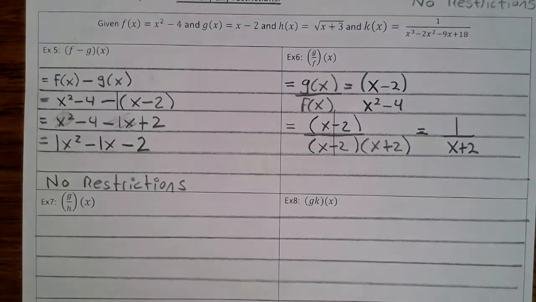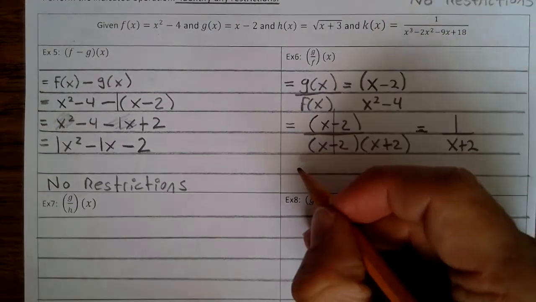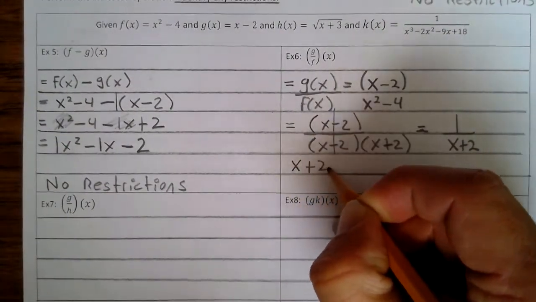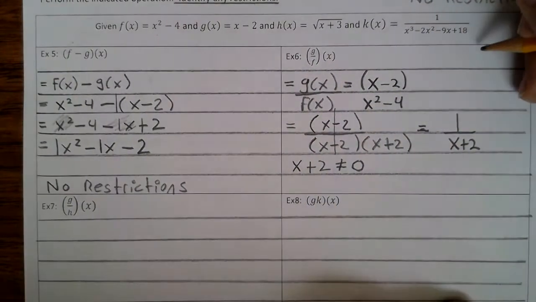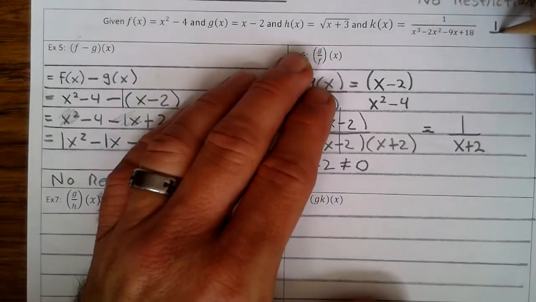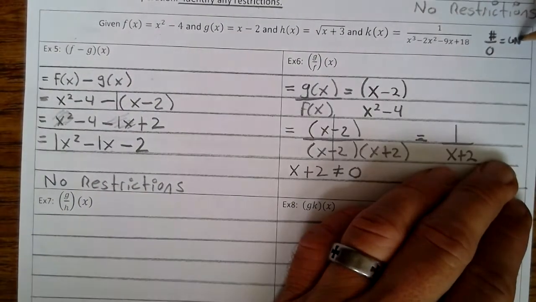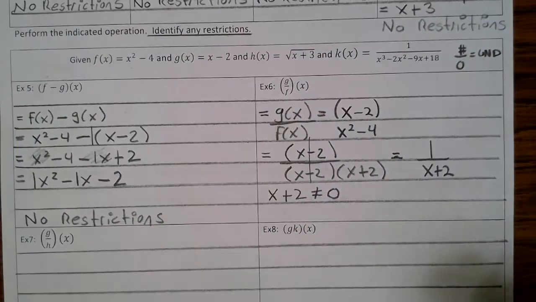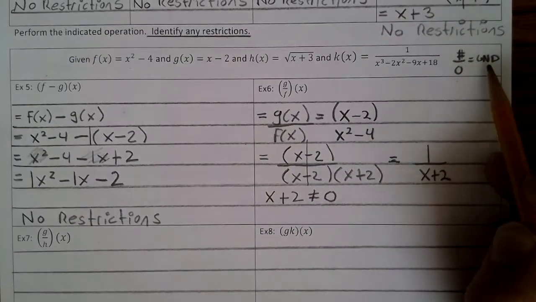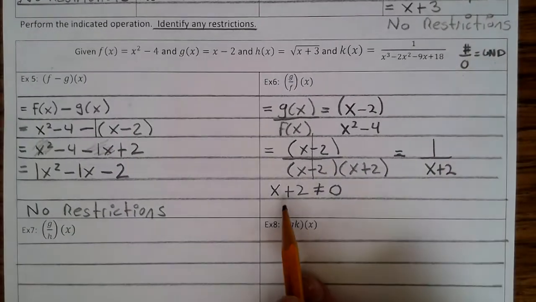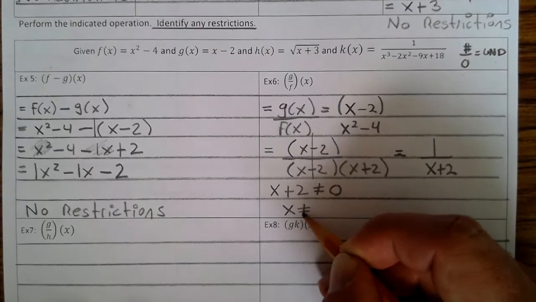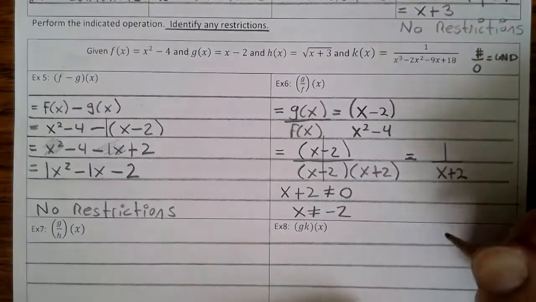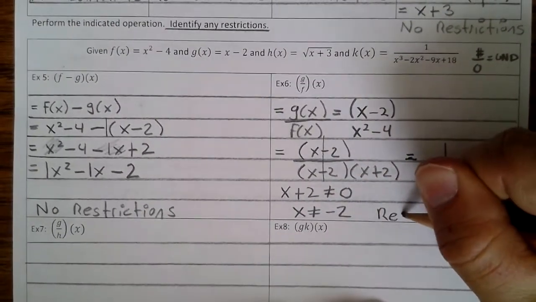We're left with the denominator, so we need to set that not equal to 0, because the denominator cannot be equal to 0, because a number divided by 0 is undefined. Okay? So when we do that, we subtract 2 from both sides. So we know that x cannot be negative 2. So x does not equal negative 2 is our restriction.